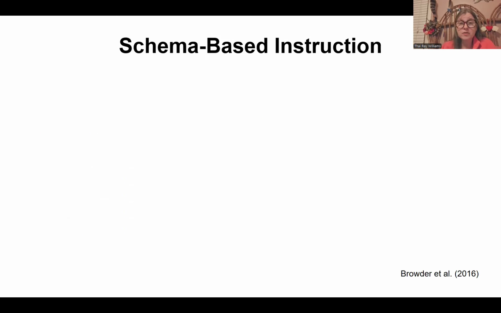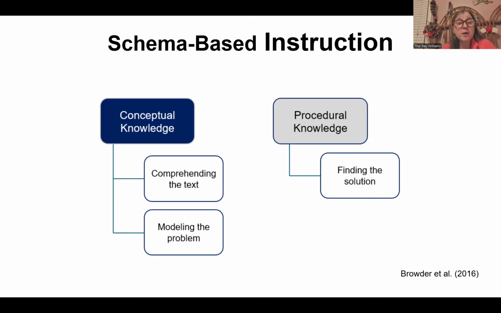So what is schema-based instruction? Well, it is comprised of two different components. The first component is conceptual knowledge, and the second component is procedural knowledge. When we're talking about conceptual knowledge, we're really talking about students being able to comprehend the text, what's being told, what's being asked, and then being able to model the problem. That's your representation. And then the second component, procedural knowledge, is really looking at how do we find the solution. And again, those are all the goals of schema-based instruction.